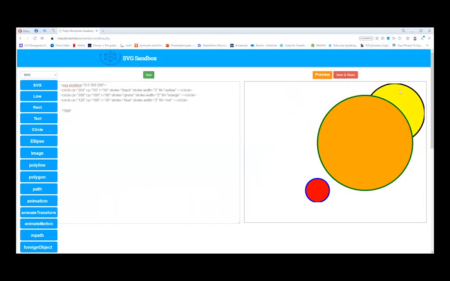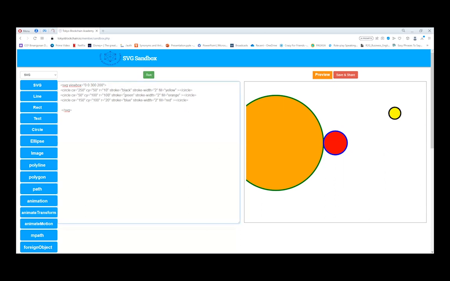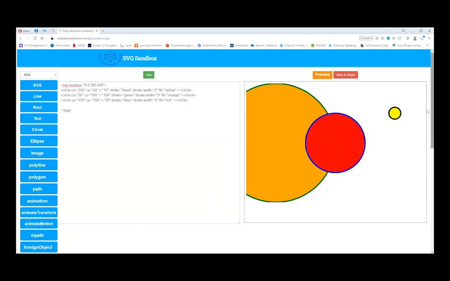F. Algebra. Creating animations or complex SVG drawings might involve the use of algebraic expressions or functions. Animating a circle to move across the screen based on a quadratic function provides a real-life application of algebra.